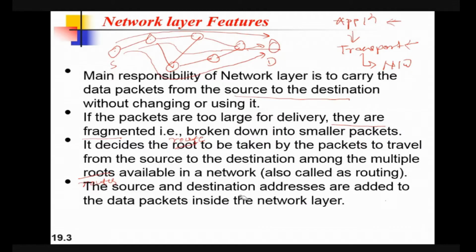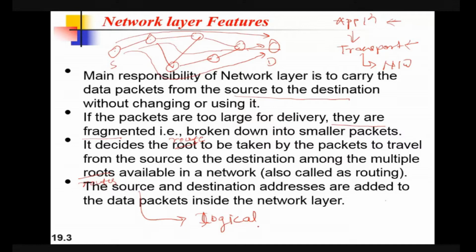Then the source and destination addresses are added to the data packets inside the network layer. Now, this is the important feature of the network layer, that it adds source and destination addresses. These source and destination addresses are called the logical addresses that are added by the network layer. In the data link layer and physical layer, we have studied that they deal with the physical address or the MAC address.